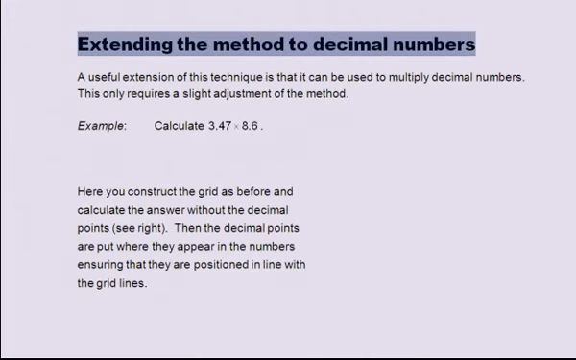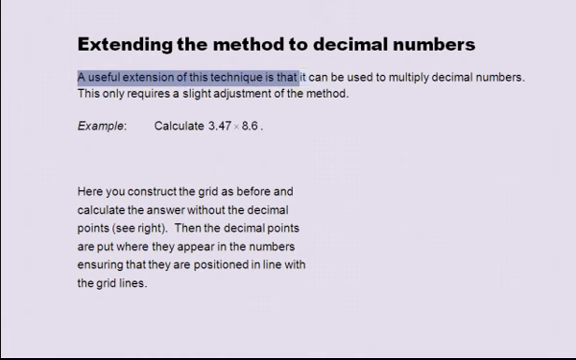Extending the method to decimal numbers. A useful extension of this technique is that it can be used to multiply decimal numbers. This only requires a slight adjustment of the method. Let's look at this example. Calculate 3.47 multiplied by 8.6.